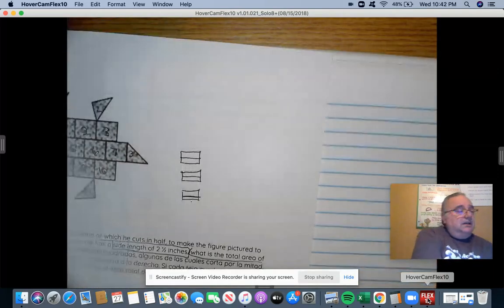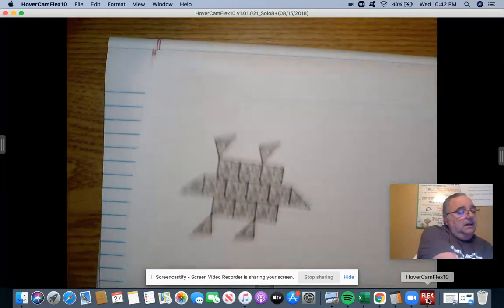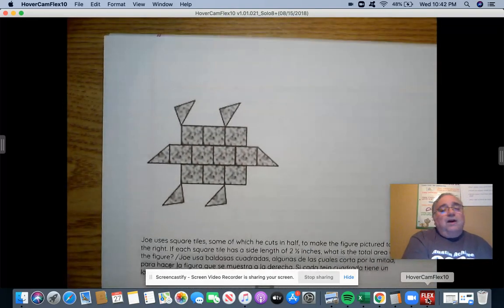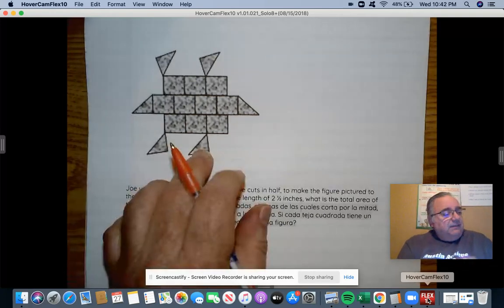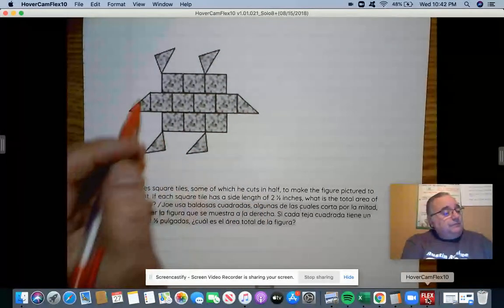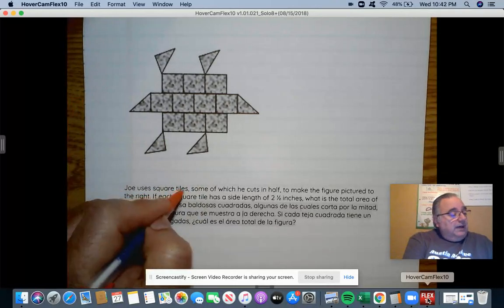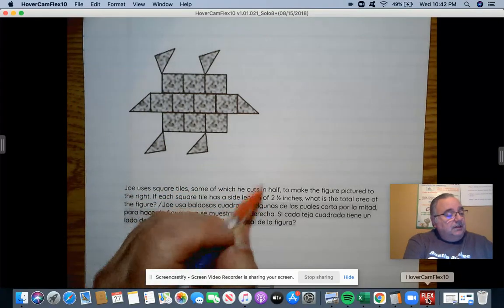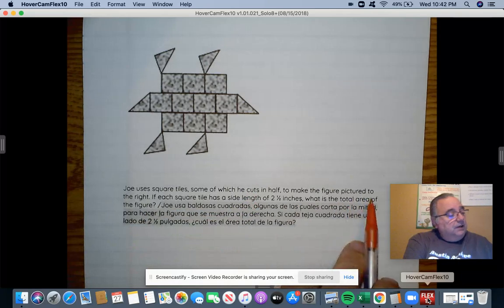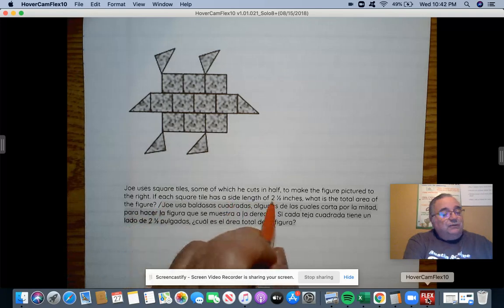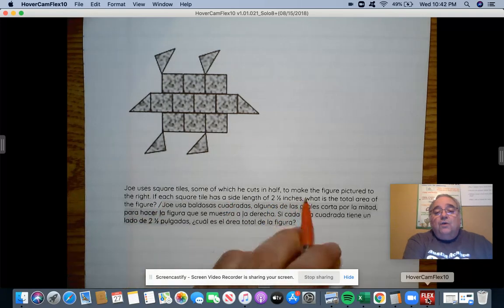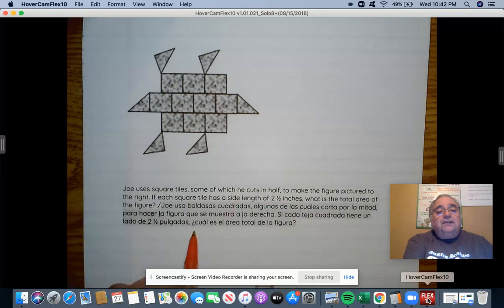Hey, guys, we got one more thing we're going to go over, and that is today's one more problem. This one problem here is very similar to your exit ticket today. So I want to go over it, make sure that you understand it. We have here: Joe uses square tiles, some of which he cuts in half, to make the figure pictured above. If the square tile has a side length of 2.5 inches, what is the total area of the figure?